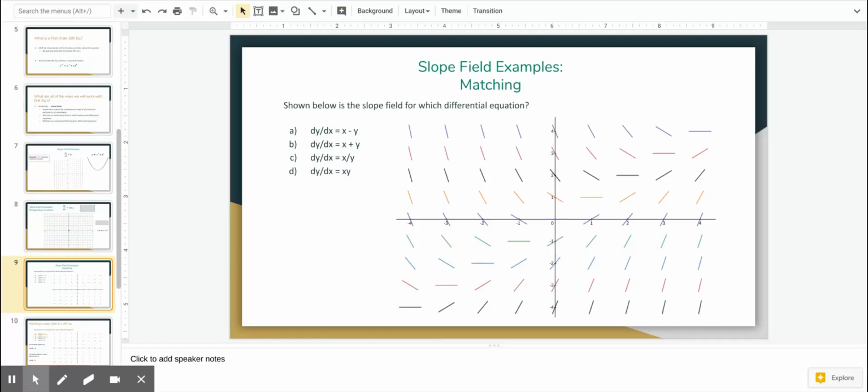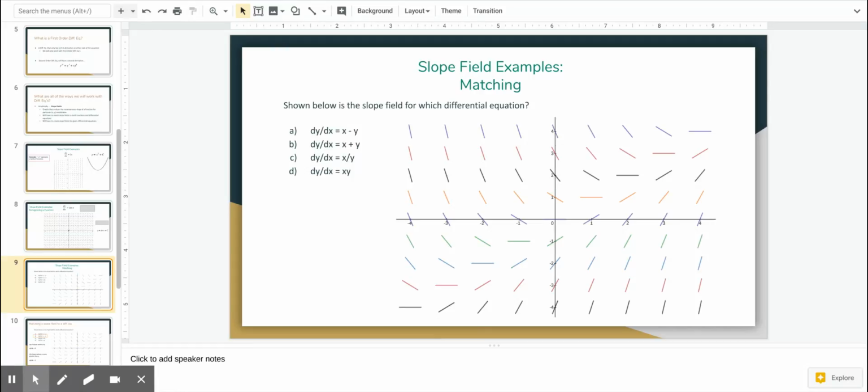For this particular example, we might not know exactly what the function is we're working with, but we can still pick out a differential equation when given some options. All we have to do is analyze what's happening with this particular differential equation and this particular slope field at certain points, and see if they match the differential equations that we're given, and what values are easier to work with and which are not.